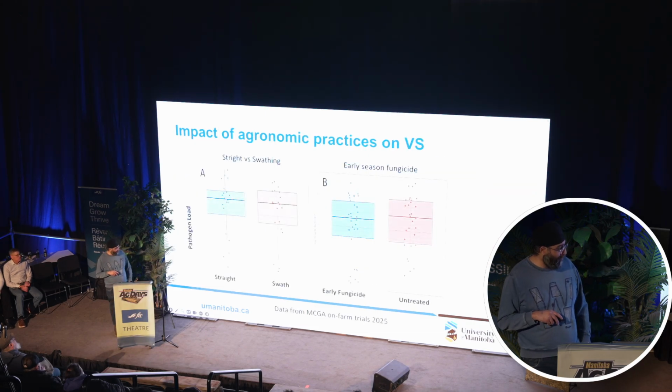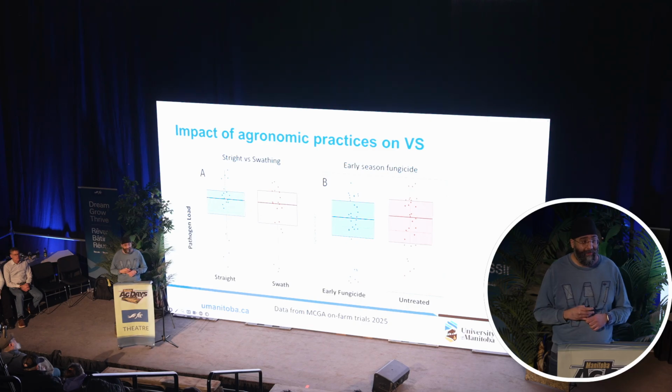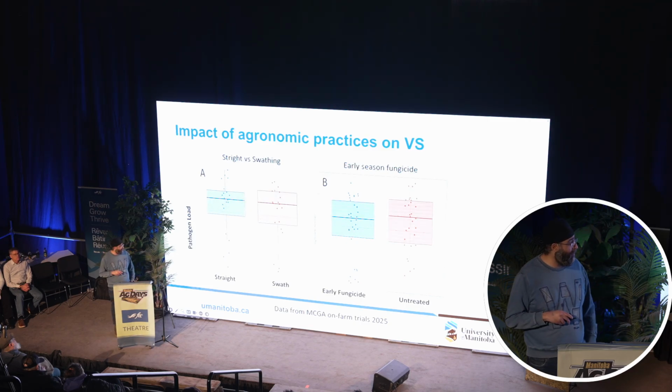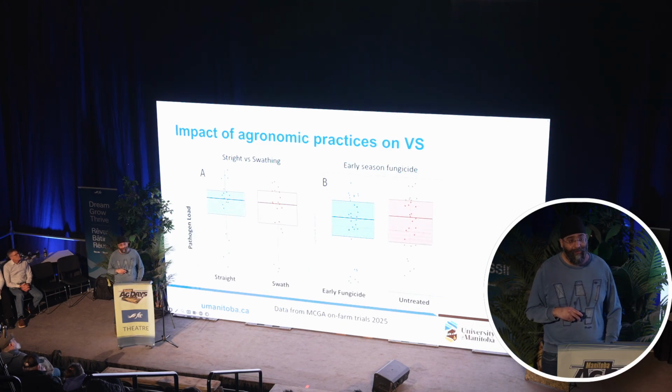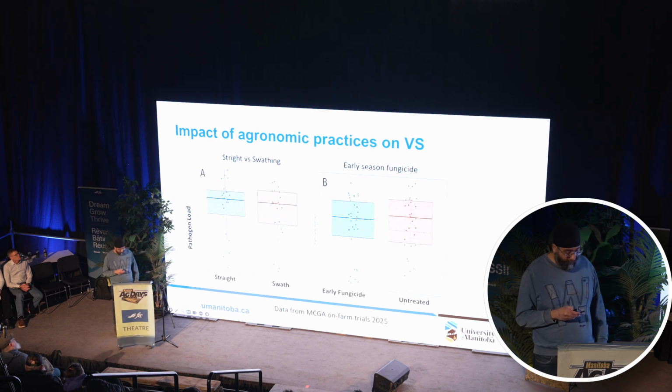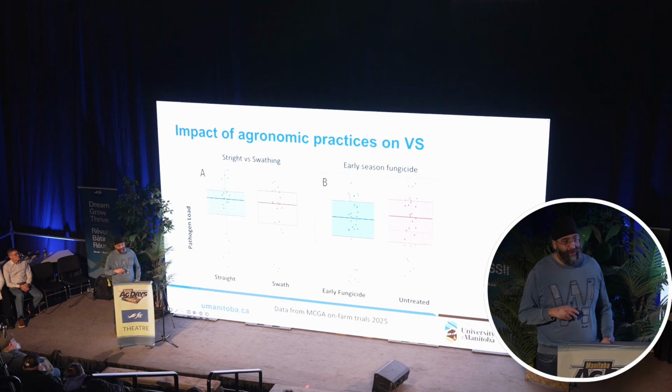Through the Manitoba Canola Growers on-farm trials, we also looked at other agronomic practices which are often used on farms here in Manitoba. So we looked at whether straight cut or swathing has an effect on the amount of verticillium or the amount of disease, and we saw that it did not have an effect. We did this analysis based on a molecular assay, whereas Manitoba Canola Growers collected visual ratings for the disease and pretty much found the same trend to be true.